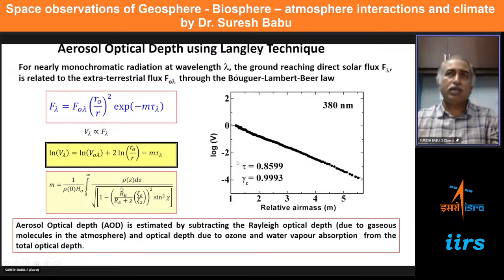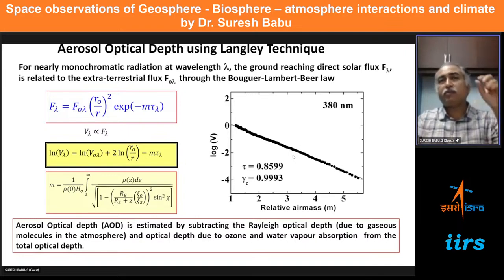And when we use the Lambert-Beer law, which we use in many of our scientific applications, in atmospheric conditions, we can see that the logarithm of voltage versus the relative air mass gives a linear relation. The slope of this linear line gives the total optical depth. And by subtracting the molecular contribution and water vapor contribution, we can calculate the aerosol optical depth. Engineering students can even develop this kind of ground-based system and make measurements of aerosol optical depth, which gives important information about the amount of aerosols present in the atmosphere.